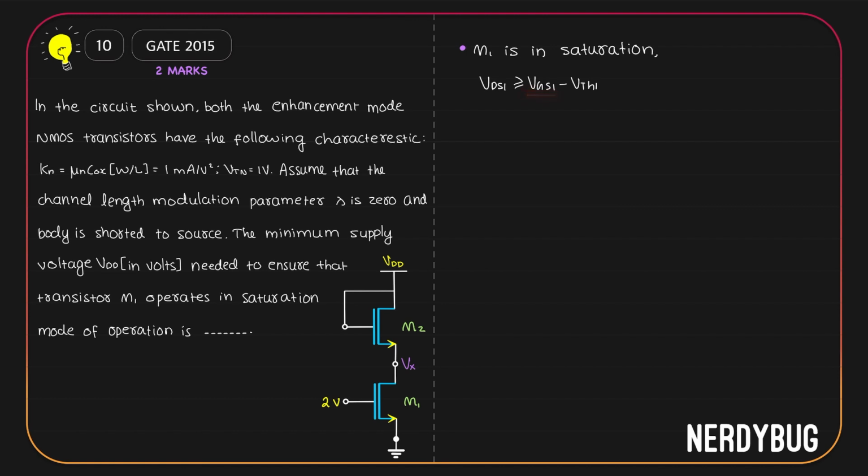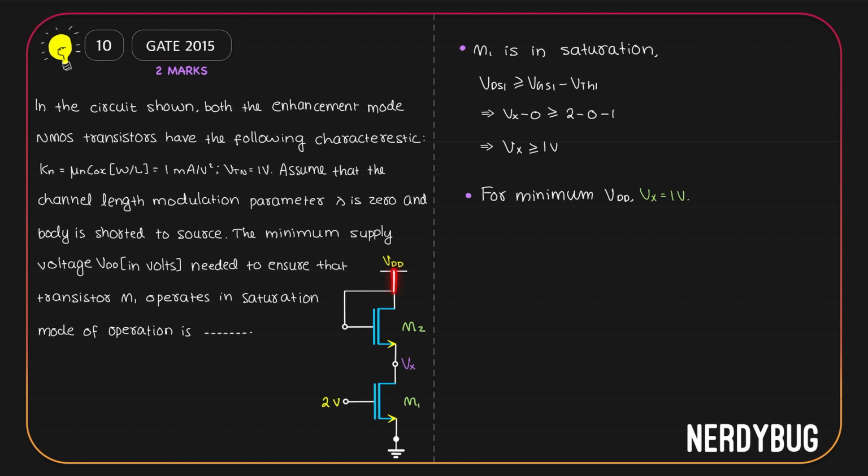What is VGS1? Vg is 2 volt, Vs is 0. So VGS1 is 2 minus 0. Threshold voltage is given in the question, it is 1 volt. So we can write Vx minus 0 is greater than or equal to 2 minus 0 minus 1, or Vx is greater than or equal to 1 volt. So Vx over here can take values that are greater than 1 volt. But we need to find out the minimum possible value of VDD. For minimum possible value of VDD, Vx will take its minimum possible value, which is 1 volt. So let us take the value of Vx as 1 volt.